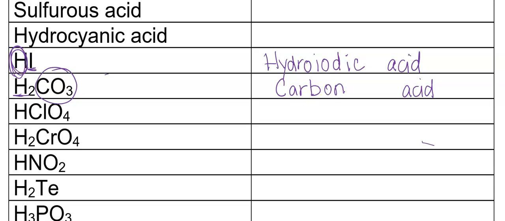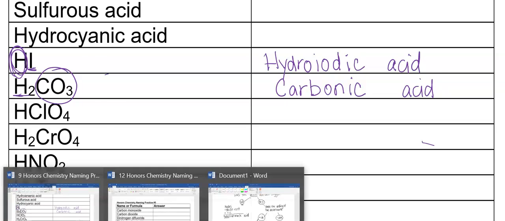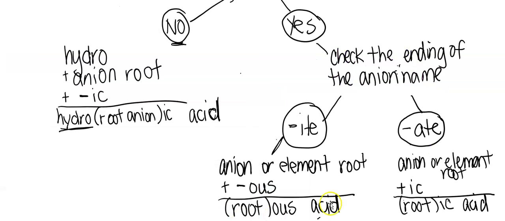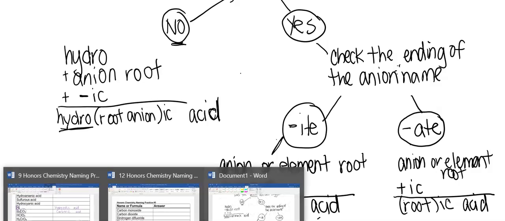and then it was ate. The ending becomes IC. To remind you how we figured out the endings, I'm going to show you the flow chart. It was carbonate. You'll see that right here in the ate form. So you have the anion name with the ic. So the root name is carbon, and they call it carbonic acid.